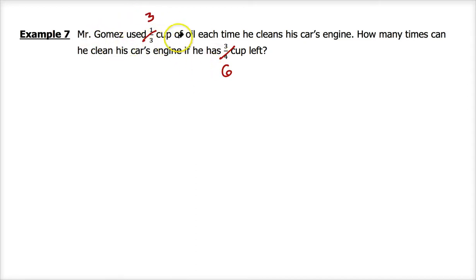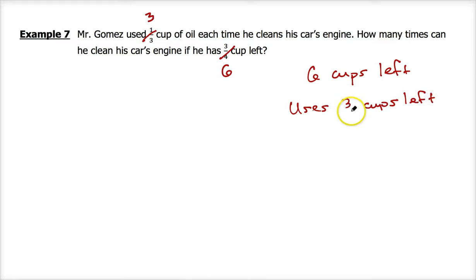Mr. Gomez used 3 cups of oil each time he cleans his car's engine. How many times can he clean his car's engine if he has 6 cups left? Well, if he has 6 cups left and he uses 3 cups each time, that means he can change his oil or clean his engine 2 times. We take the total amount of cups he has, 6, and we divide it by the number of cups he uses each time, 3, to get that answer of 2. Well, we're going to use the same order to do this problem, except we need to use the actual original numbers. So instead of a 6, we had 3/4, and instead of a 3, we had 1/3.